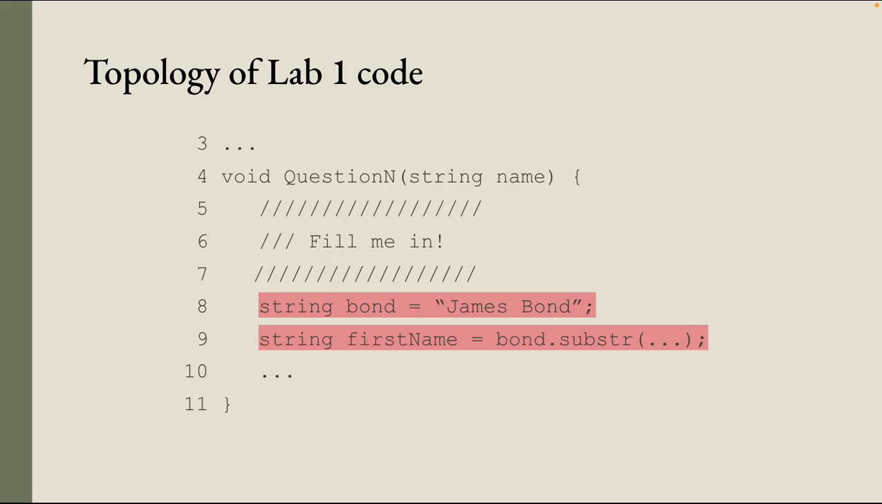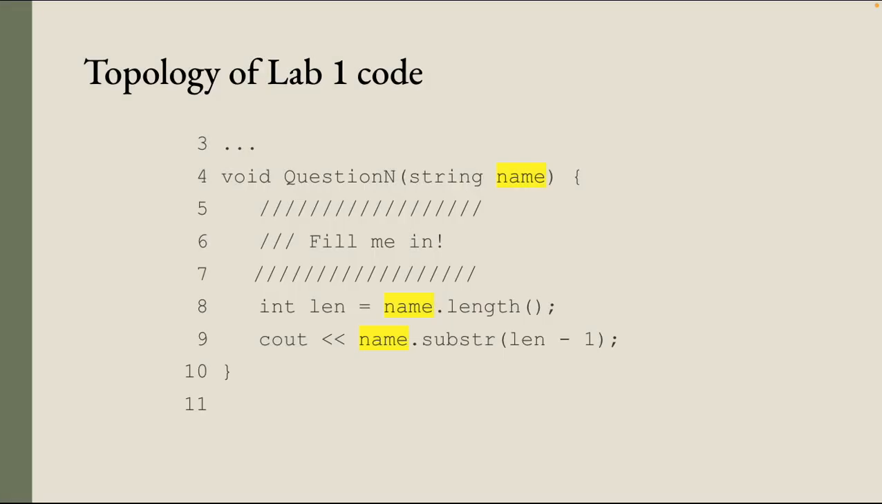So what you do want to do is something like this. Like I said, use name instead. So when I do the length, I don't calculate the length of just James Bond. I calculate the length of whatever name is. So name could be anything, but you want to calculate the length on name. Likewise with the substring, you're using name. You're not using your own created strings. Questions on that?